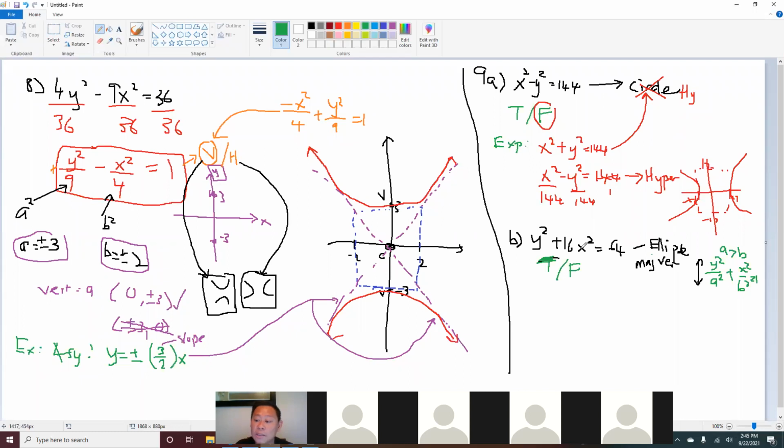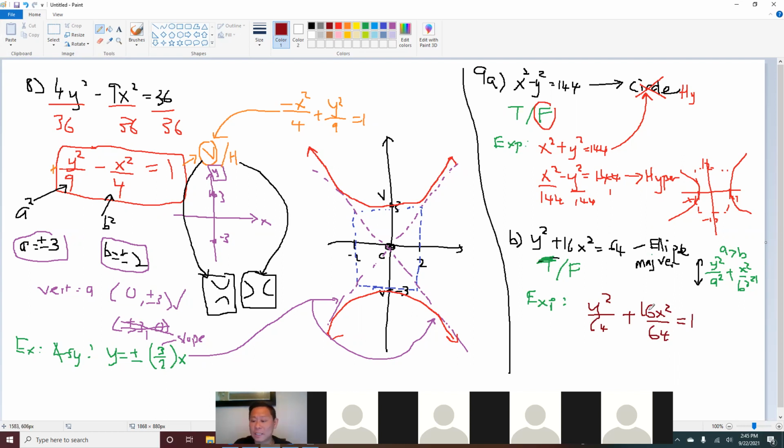So what you do is you have to make this equal to 1. So this is my explanation here. I have to divide this by 64 to check. So I will get y squared over 64 plus 16x squared over 64 equals 1. Now this one we cannot reduce because it's already reduced.